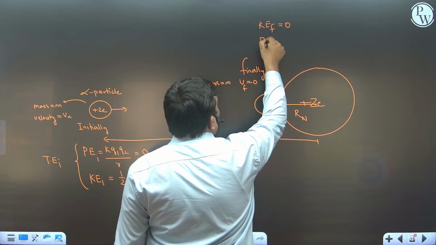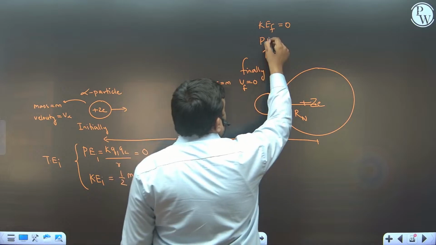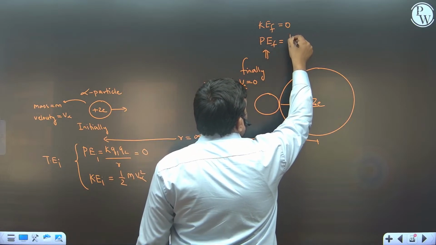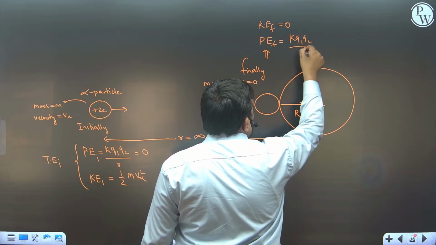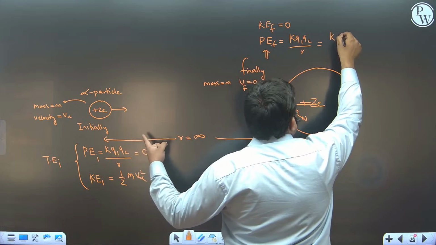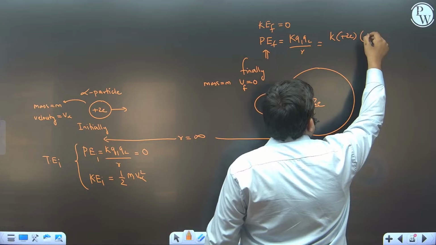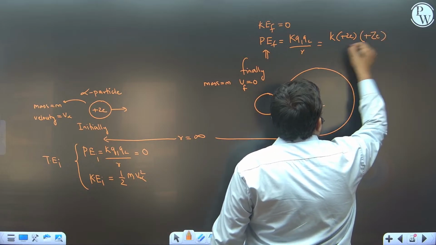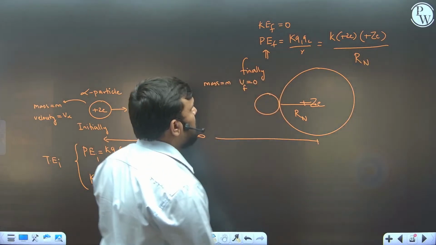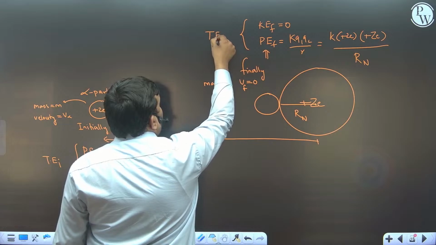But now we will have the potential energy, because now we are at a distance of the radius of the nucleus. The potential energy final will be K Q1 Q2 upon R. That will be K into Q1 value, suppose it is plus 2e for the alpha particle, Q2 value plus Ze, divided by the radius of the nucleus Rn. So this is our total energy final over here.